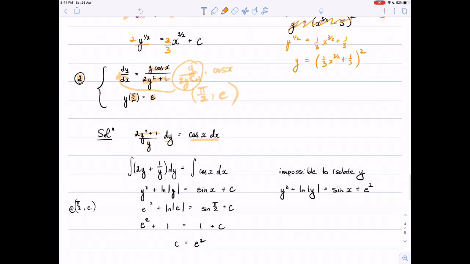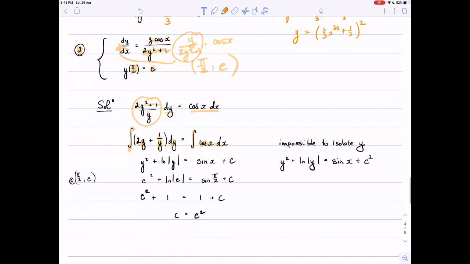Now, integrating on both sides, this here we can simplify by splitting the numerator. So I get 2y plus 1 over y dy is equal to, and so we're integrating both sides, the integral of cos x dx. Integrals that are very easy to evaluate. So y squared plus ln of the absolute value of y on the left. Integral of cos is sine plus c. Again, we need just one constant of integration.